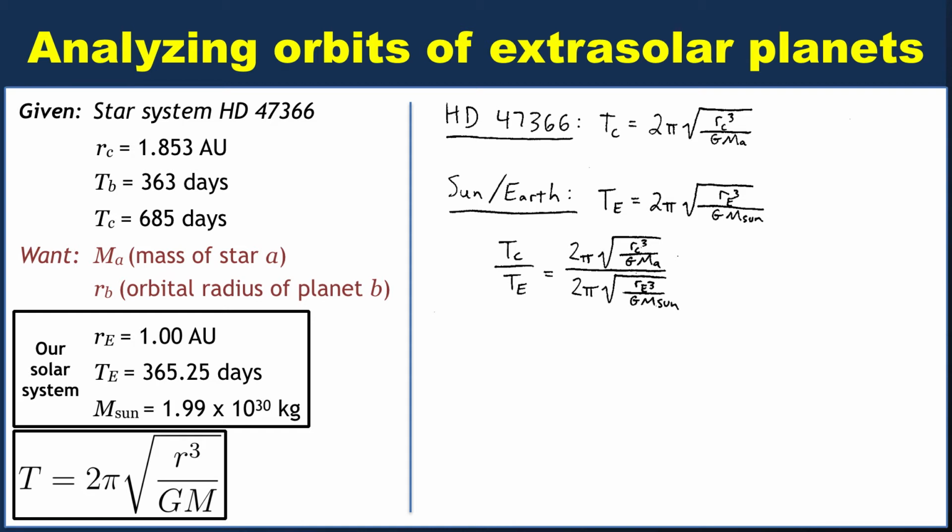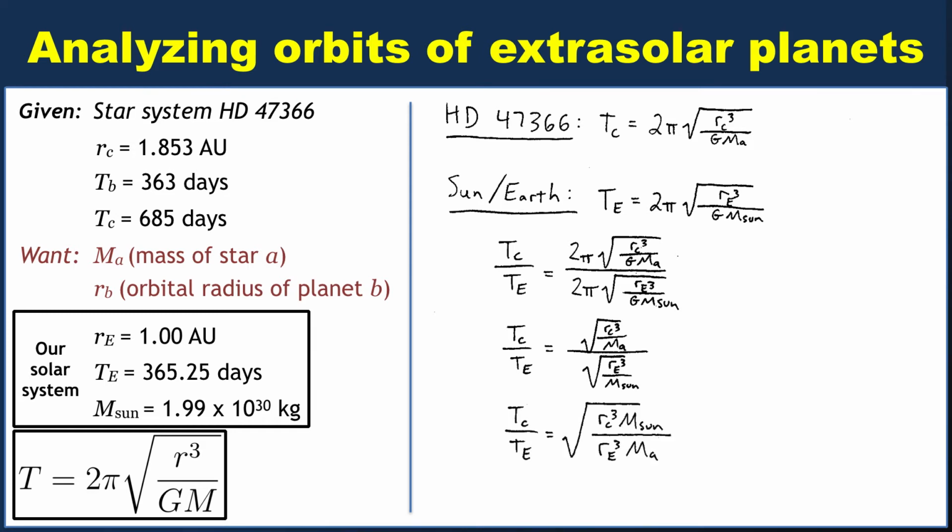It's very easy to make a calculator error in dealing with that, so let's cancel all of that stuff out. And we've done that. Now we can simplify this fraction. We actually have a nested fraction here with square roots. This is often where students make mistakes. First simplification will just be to make this an overall square root of rc cubed times m sun divided by re cubed ma. You have to be careful dealing with nested fractions. You may want to practice that.